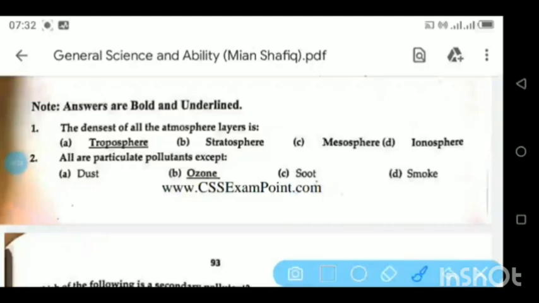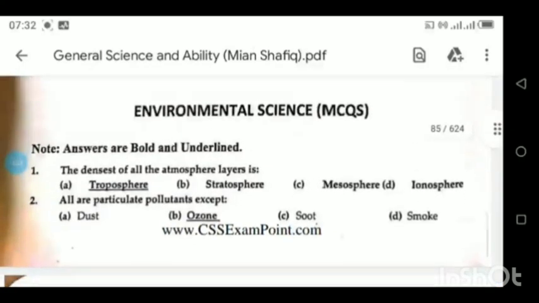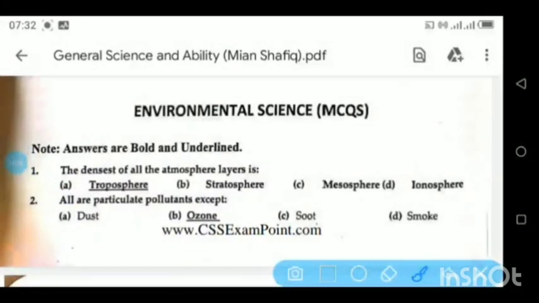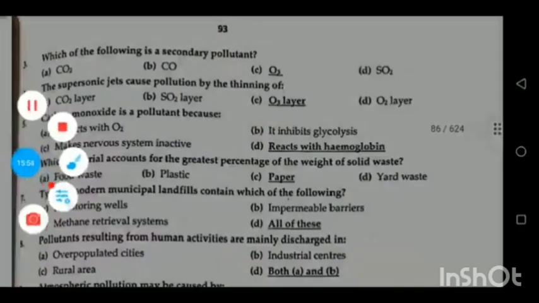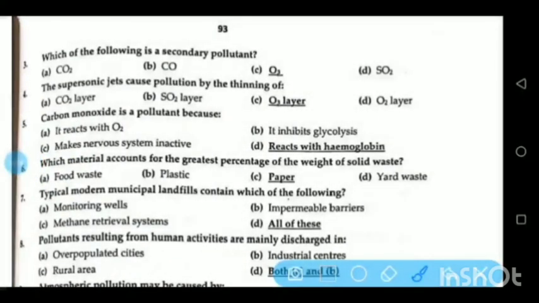Third chapter is environmental science. First MCQ: the densest of all the atmosphere layers is the troposphere. All are particulate pollutants except ozone. Which of the following is a secondary pollutant? O3. The supersonic jets cause pollution by the thinning of O3 layer.